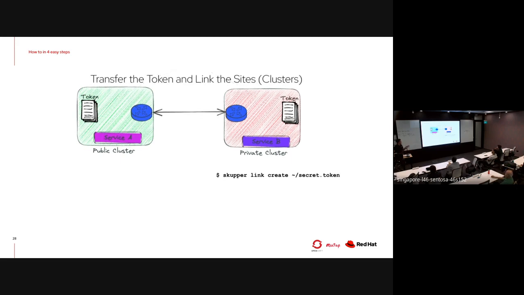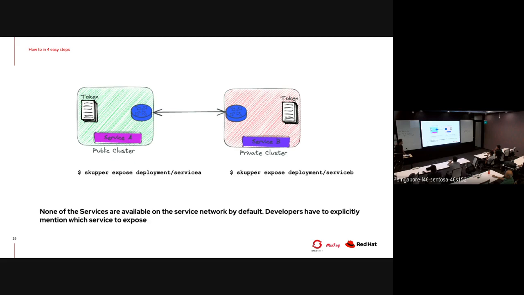So this is the key here, right? Once I link those 2 tokens, this is when the link comes up, the connection comes up. And after this, if I expose my service A, service B would actually be able to receive the messages from service A. So that's the main aim of the token creating part.